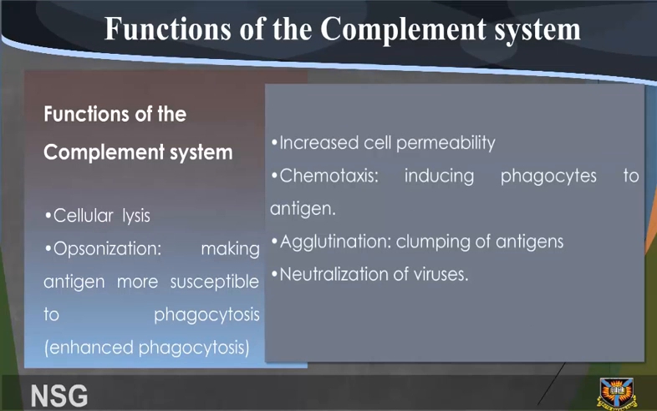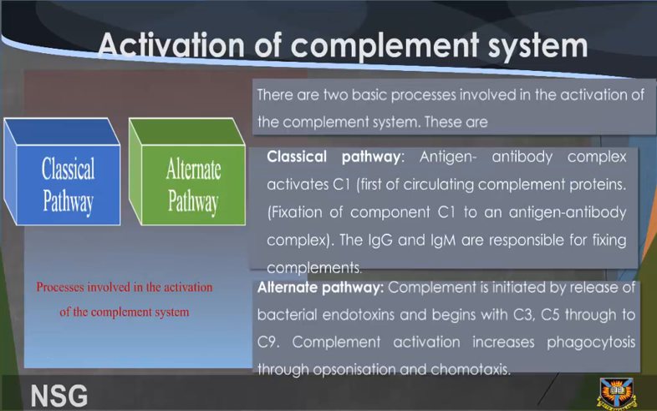Functions of the complement system. Cellular lysis, opsonization, making antigen more susceptible to phagocytosis, enhanced phagocytosis, increased cell permeability, chemotaxis, inducing phagocytes to antigen, agglutination, clumping of antigens, neutralization of viruses.